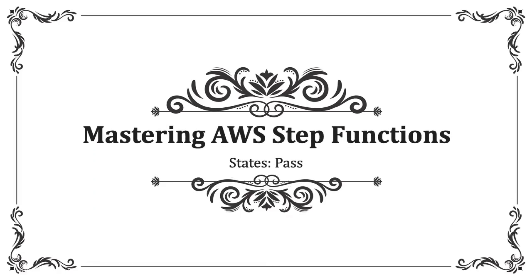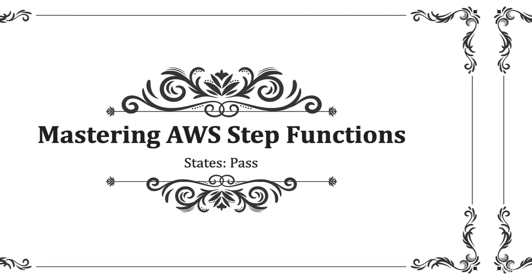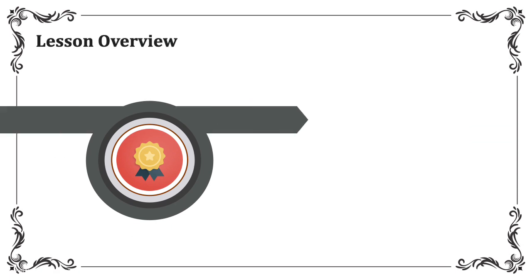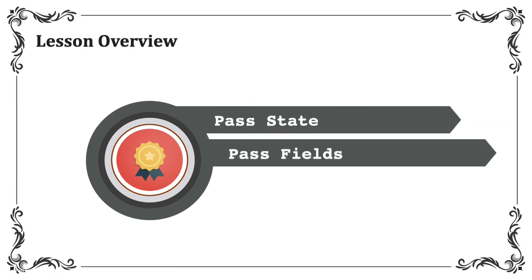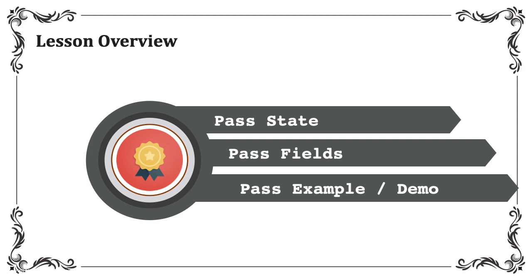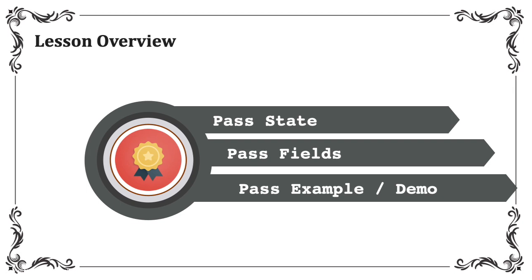Welcome back to Mastering AWS Step Functions. In this lesson we learn about the Pass state and the additional fields that can be used with the Pass state. Then we will create a small state machine example to see the Pass state in action.